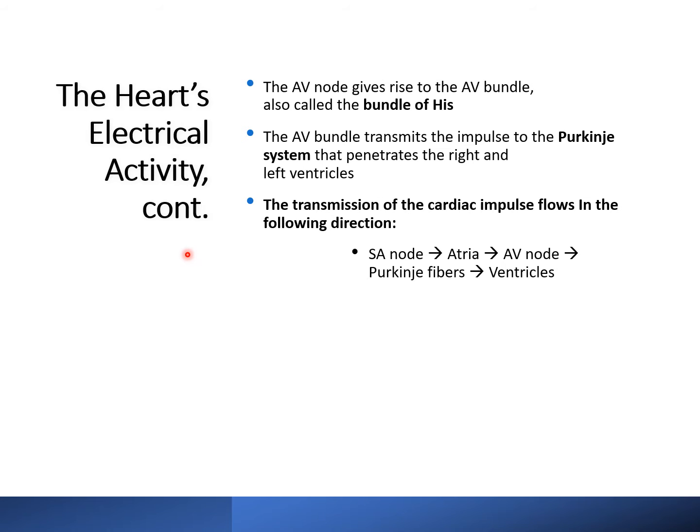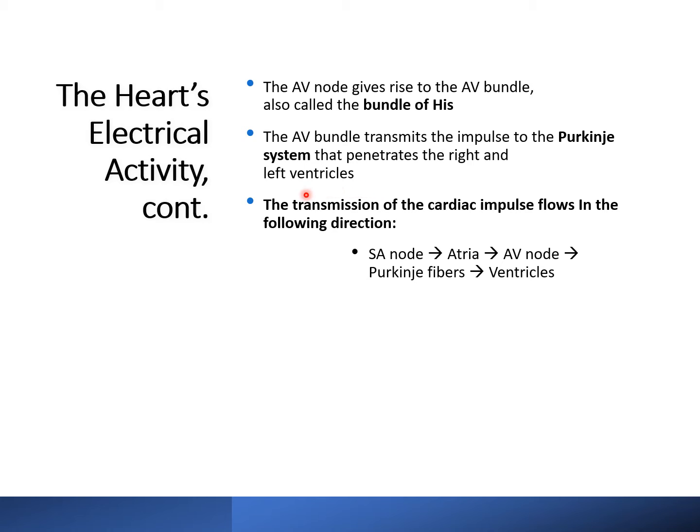So to continue on, we have the heart's electrical activity. That AV node is going to pass its information to the AV bundle. If you go back a couple slides, you'll see the AV bundle referenced in the picture. And this AV bundle is also called the bundle of His. The bundle of His transmits its impulse to the Purkinje fibers. The Purkinje fibers exist in the ventricles. Once that signal gets passed on to the ventricles, it causes that contraction of the ventricles.